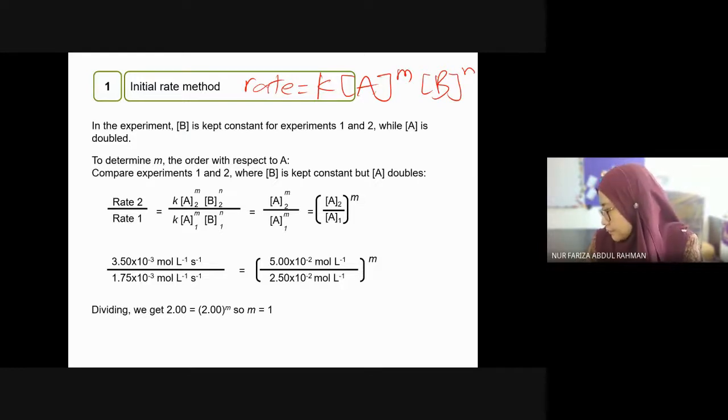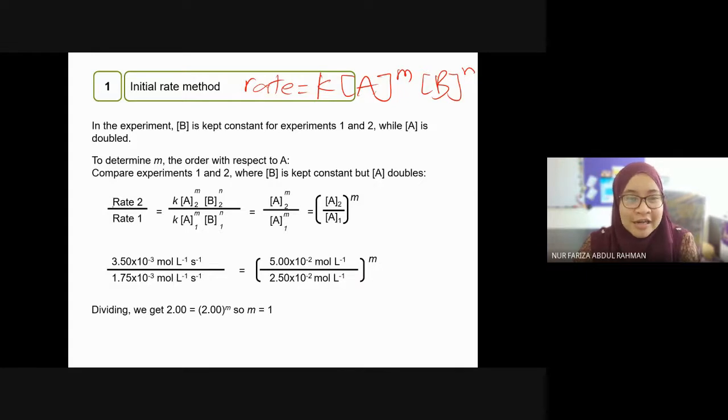And now, okay, to determine m, the order with respect to A, compare experiment 1 and 2. Okay, you nak determine A kan, that means B should be kept constant. Okay, that's why you pilih rate 1 and rate 2. Okay, so rate 2 over rate 1, rate 2 over rate 1. Dia boleh juga terbalik. Tapi kalau you terbalik, nanti you susah nak kira kat sini. You mungkin kena pakai log. Ni main kuasa dengan log ya.